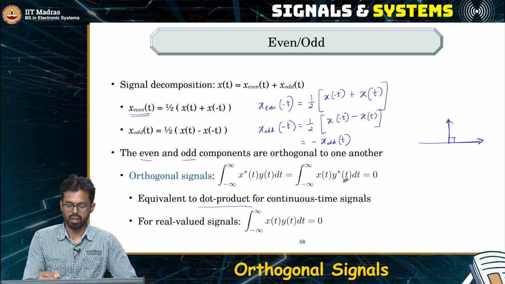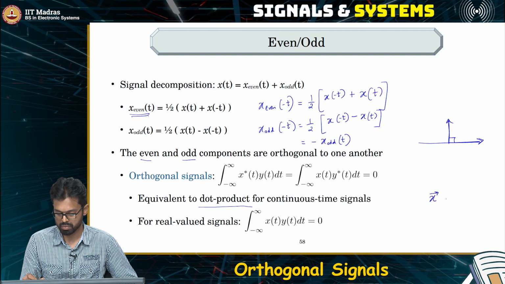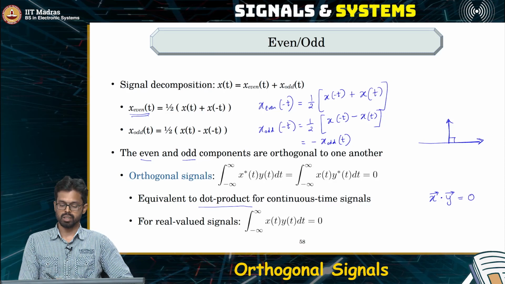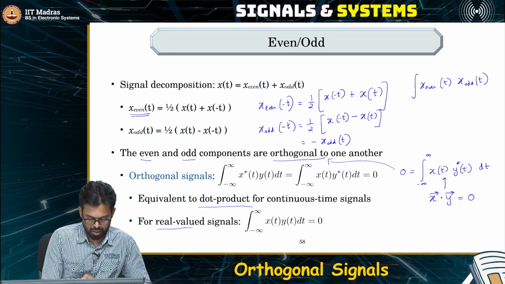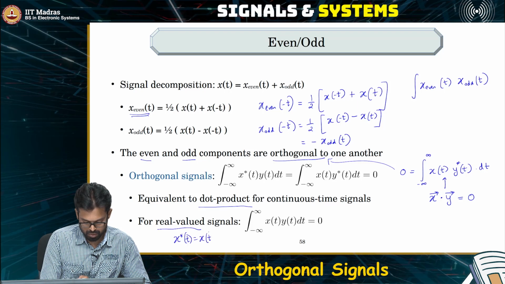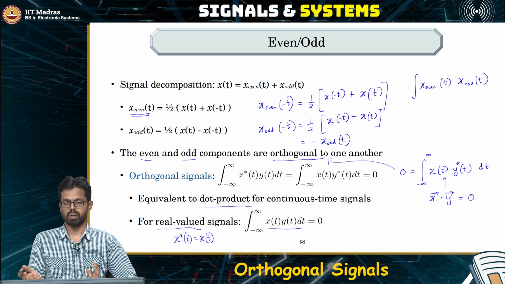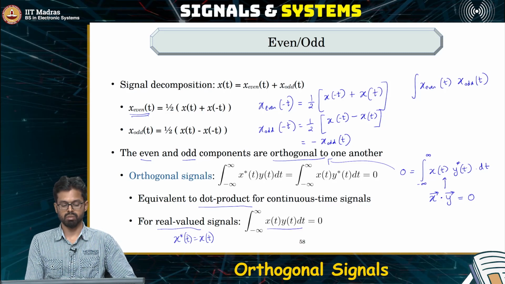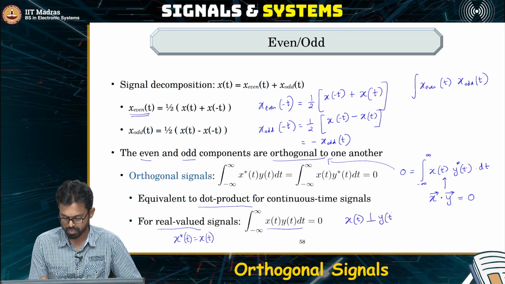If you have two vectors, when would you say that they are orthogonal? I have vector x, I have vector y, I'll take the dot product. If the dot product is 0, then we say that the angle between them is 90 degrees, or they are orthogonal, or they are perpendicular. For a real valued signal, x star of t is equal to x of t, which means this orthogonality property just reduces to taking the product and then finding the area under it. If the area turns out to be 0, then we claim that x of t is perpendicular to y of t.